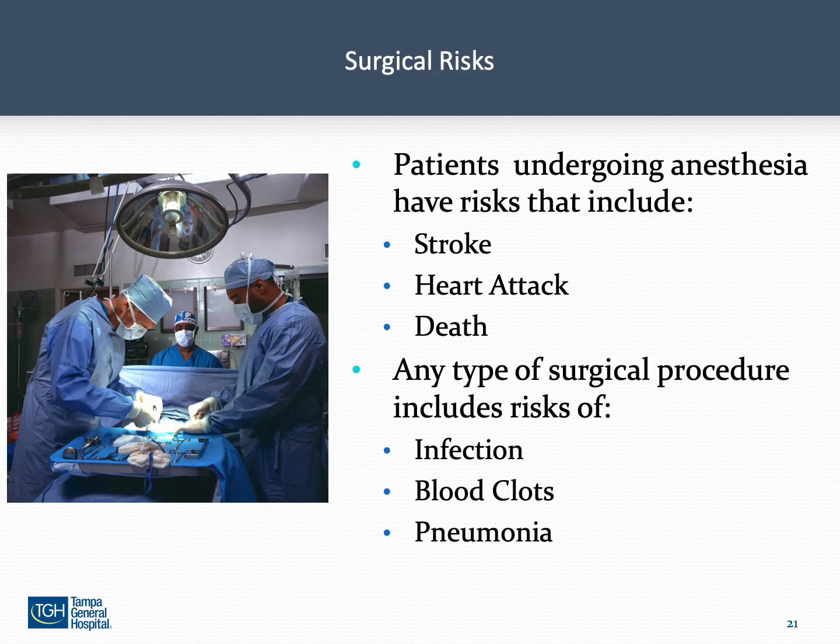All patients undergoing anesthesia have risks that include stroke, heart attack, death. Any type of surgical procedure includes the risk of infection, blood clots, and pneumonia.